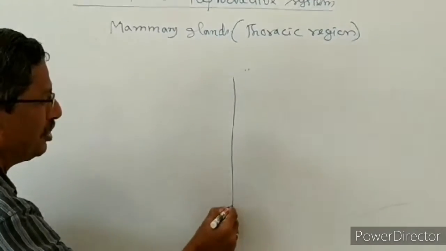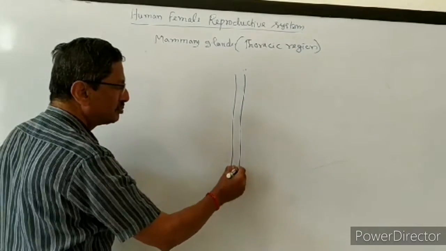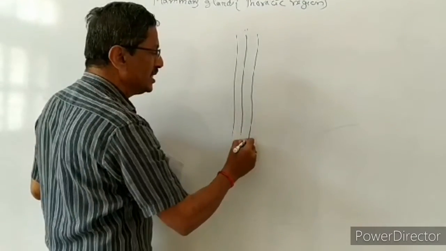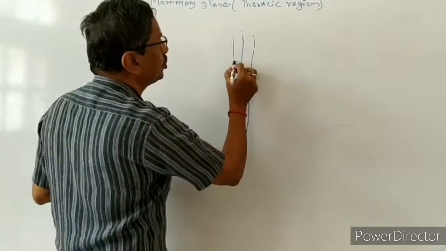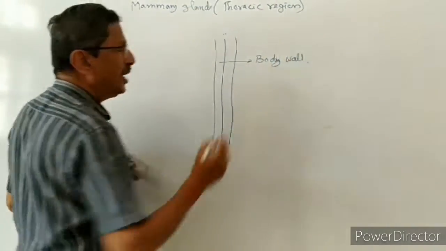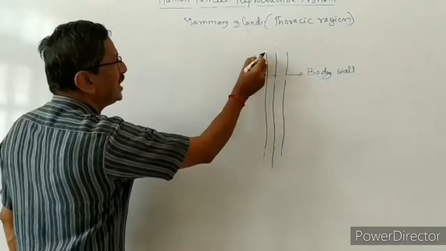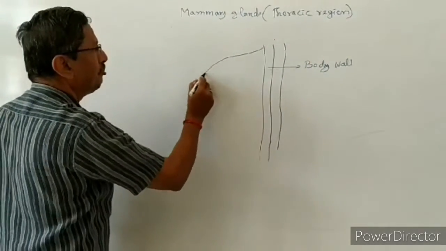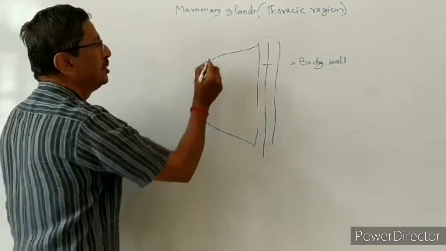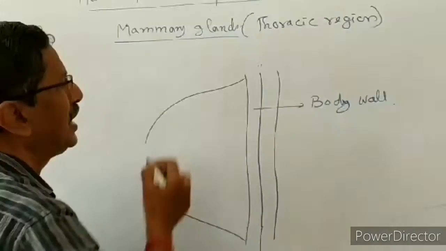Now this is the body wall of the female. That is a side view I am drawing. The body wall has all the muscles, and a number of blood vessels and other things are also present here. Together we can call this the body wall of the female individual. Males also have a body wall. But from the body wall, the skin is enlarged and forms a bulging portion. This entire bulging portion is called the mammary gland.